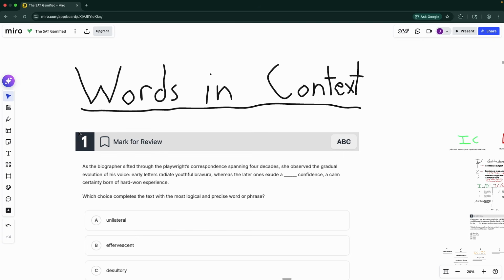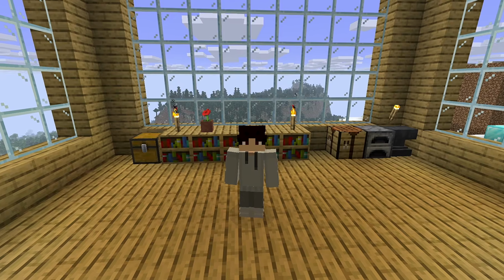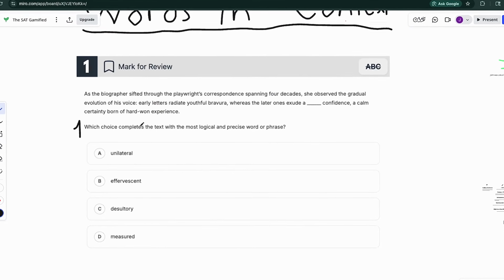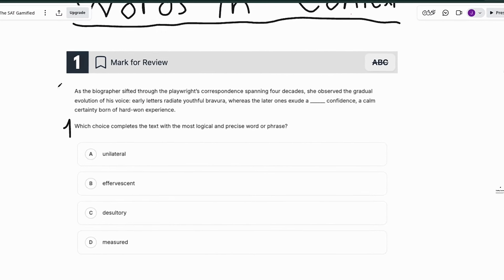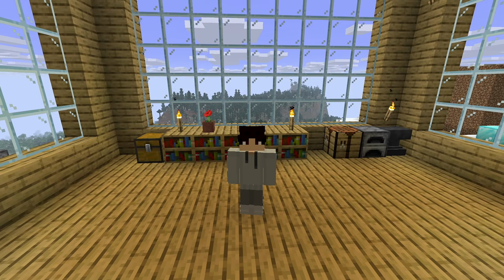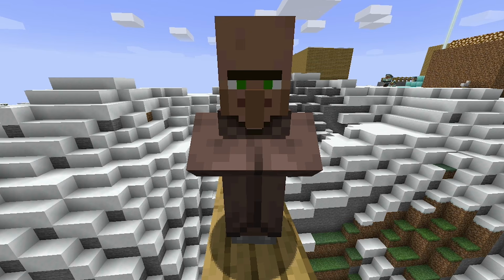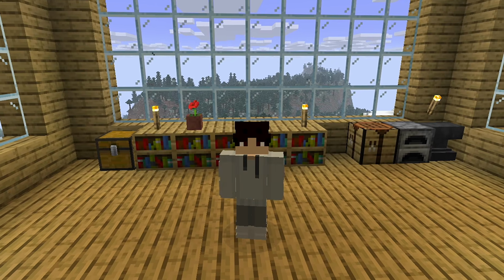First, words and context. These are vocab questions. To approach a vocab question, first thing you have to do is read the question. Which choice completes the text with the most logical and precise word or phrase? Then read the passage. As you read this passage, pretend like you're explaining the passage to a friend, and after every single sentence you have to summarize it in your own words.